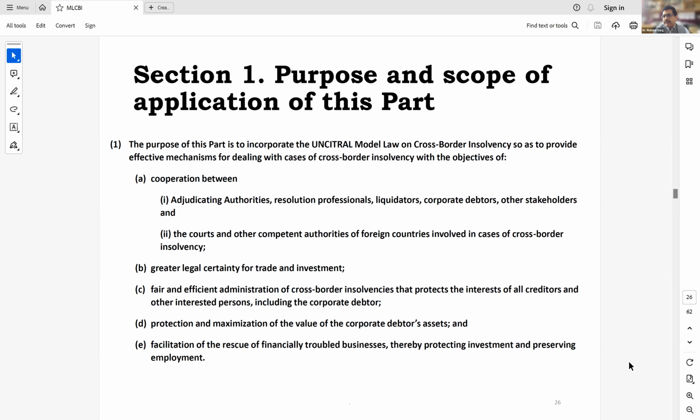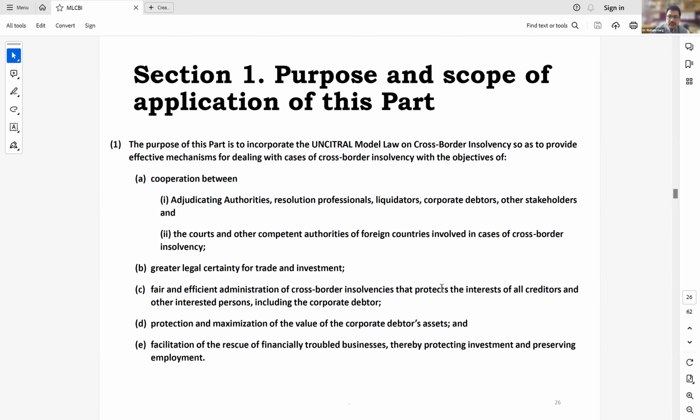So again, it emphasizes that the cross-border insolvency, and so the IBC, is not only for the creditors but for all interested persons, so all stakeholders. So IBC takes into account the interest of all stakeholders, and it is not a debt recovery law like SARFAESI. Then D is protection and maximization of the value of the CD's assets, and E is the facilitation of the rescue of financially troubled businesses, thereby protecting investment and preserving employment.